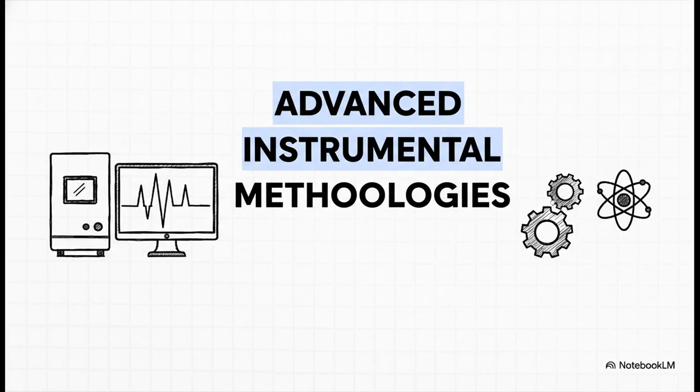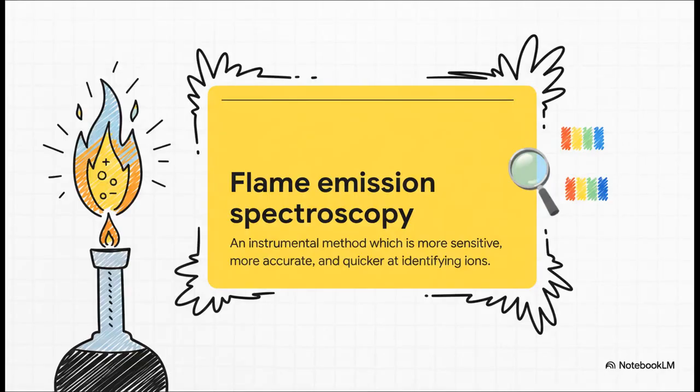Okay, so the next part of the question kind of levels up. It's asking for a more high-tech way of doing the same thing, an instrumental method. This is where they're checking if you know about the more modern stuff we use in a lab. And again, the mark scheme is super specific. The magic words you're looking for are flame emission spectroscopy. That gets you 1 mark. Then for the second mark, you just need to list one of its advantages. You could say it's more sensitive, more accurate, or even just that it's quicker. Any of those will do the trick.